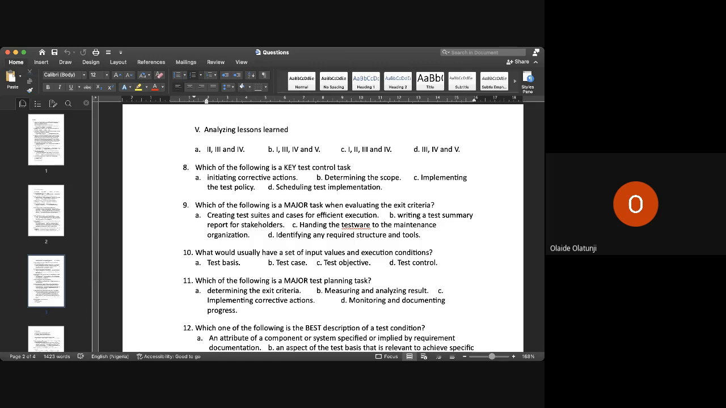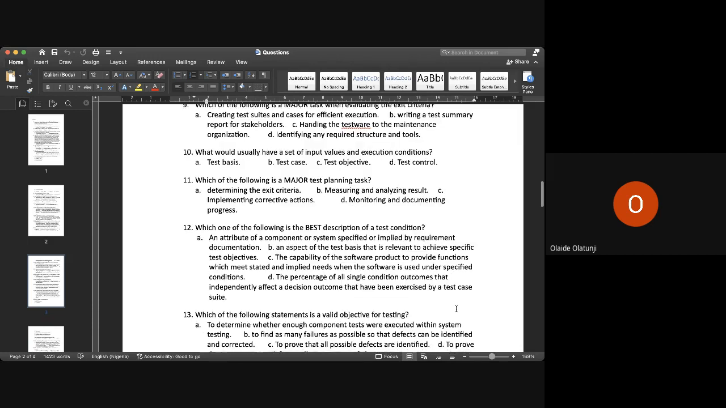That's you generating a test summary report. Measuring and analyzing result. Which result? It can be a result from the test monitoring and control. It can be a result of test. But determining the exit criteria, yes, that is determined inside the test plan. So the answer is A.